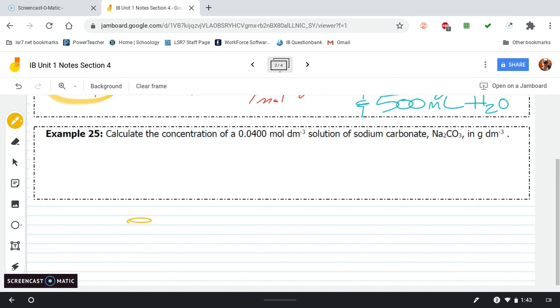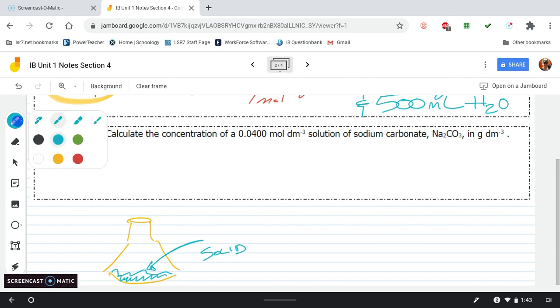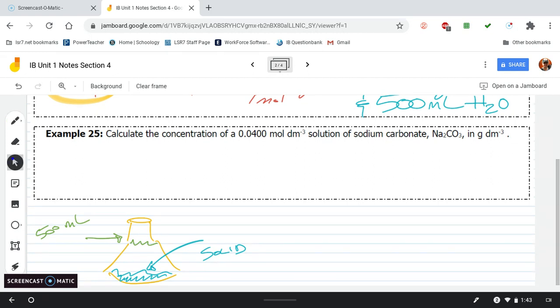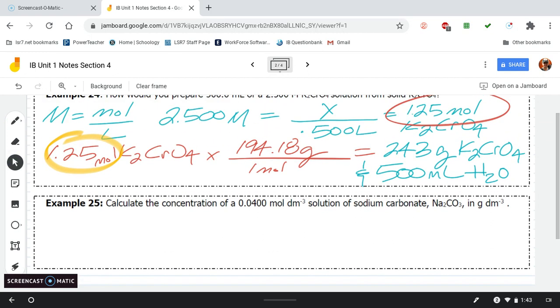So what we're saying here, if I go down here, is that if you have a container, so here's your container, and in your container you put the solid. The solid's going to be down here at the bottom, right? So there's your solid chemical. Then you add your water, and your water goes up to that 500 milliliter line, and then you shake it up and dissolve it, and then you have your solution. That's how you would make it, and that's why I keep saying enough water to get to the 500 milliliter mark.